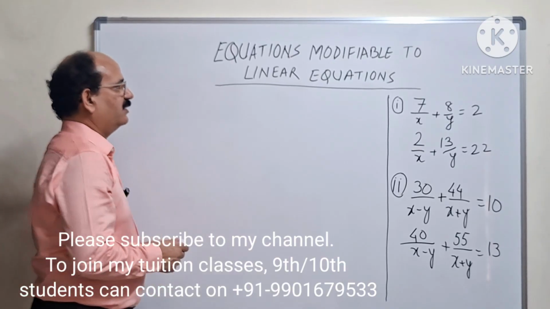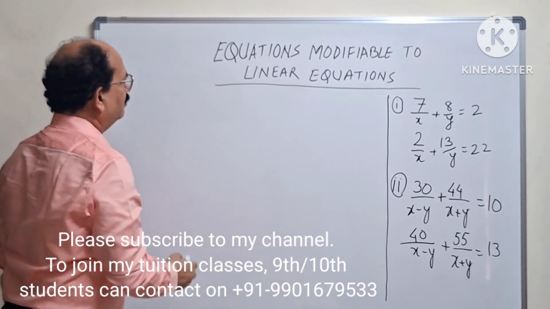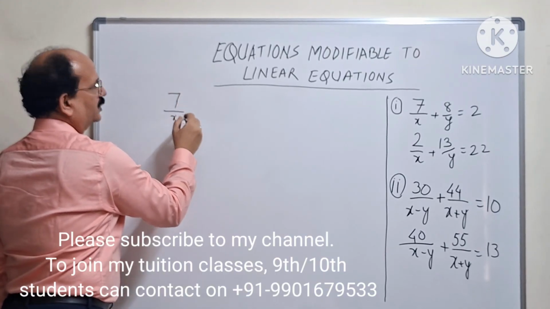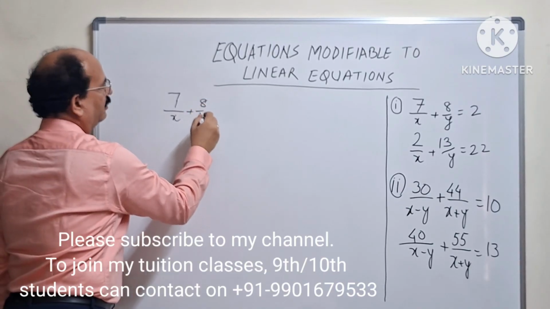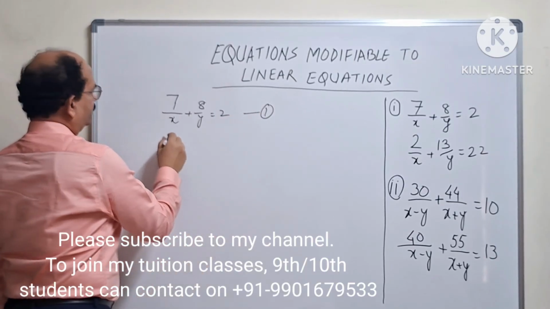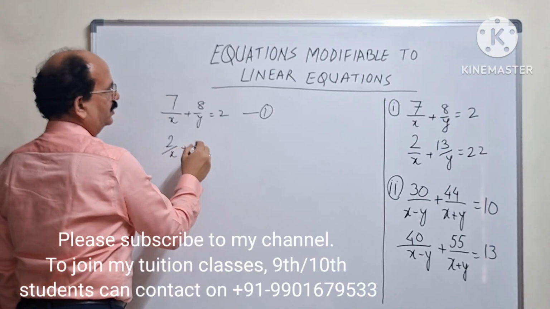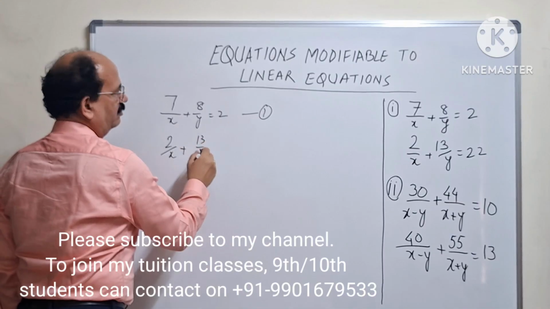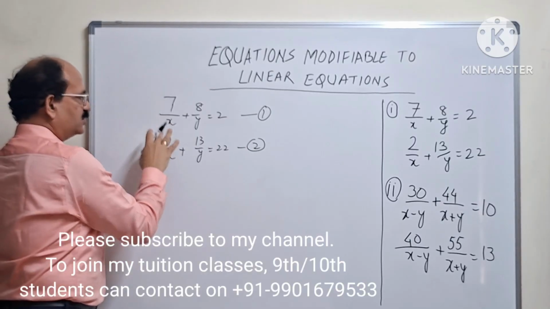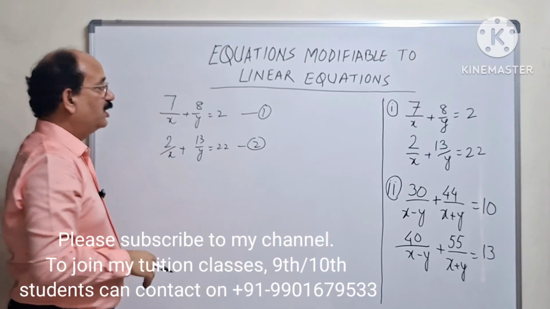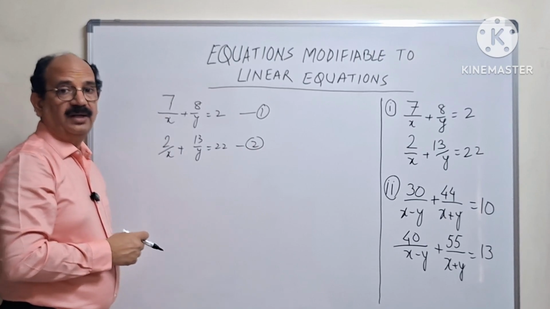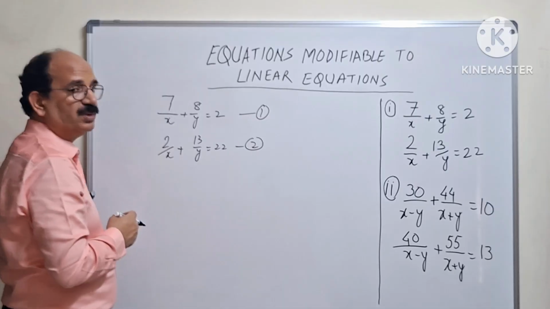Now let's take the example of this first problem, which is 7 by x plus 8 by y is equal to 2. That is the first equation. And the second equation is 2 by x plus 13 by y is equal to 22. Now notice that these two are not linear equations, because the power of x is not 1, rather it is minus 1, and the power of y is also not 1, again it is minus 1.